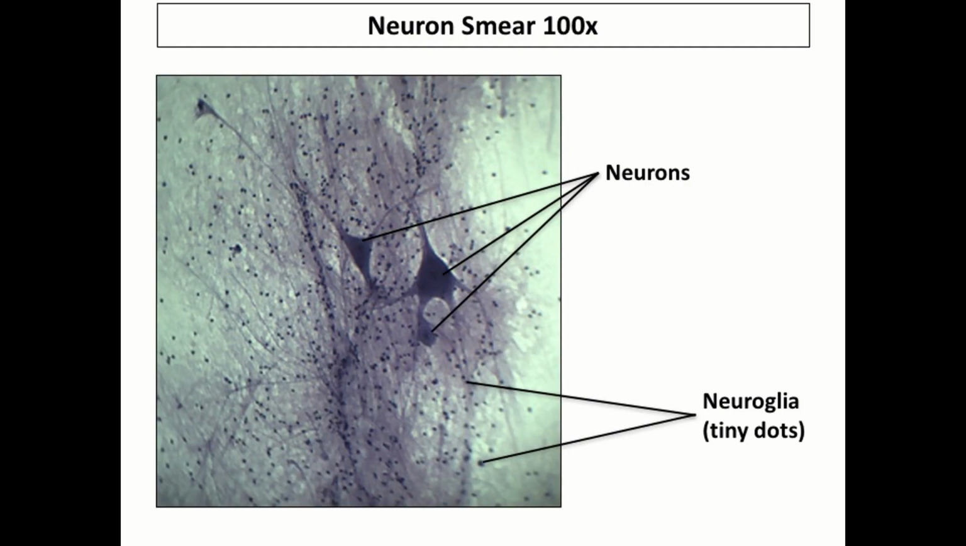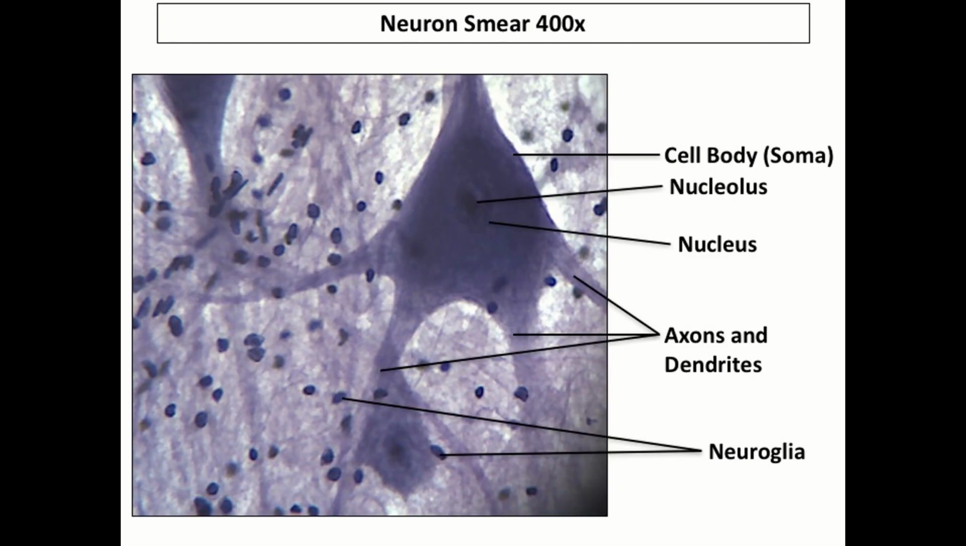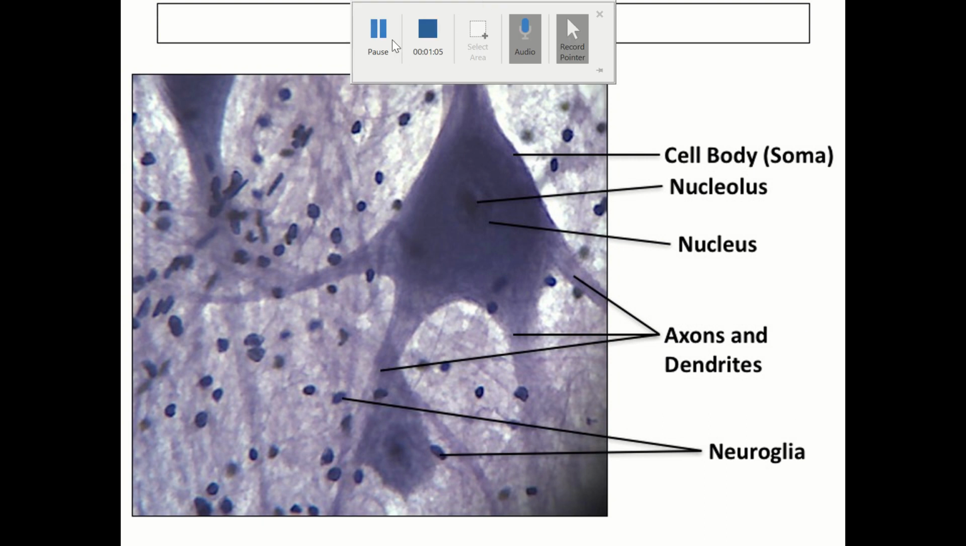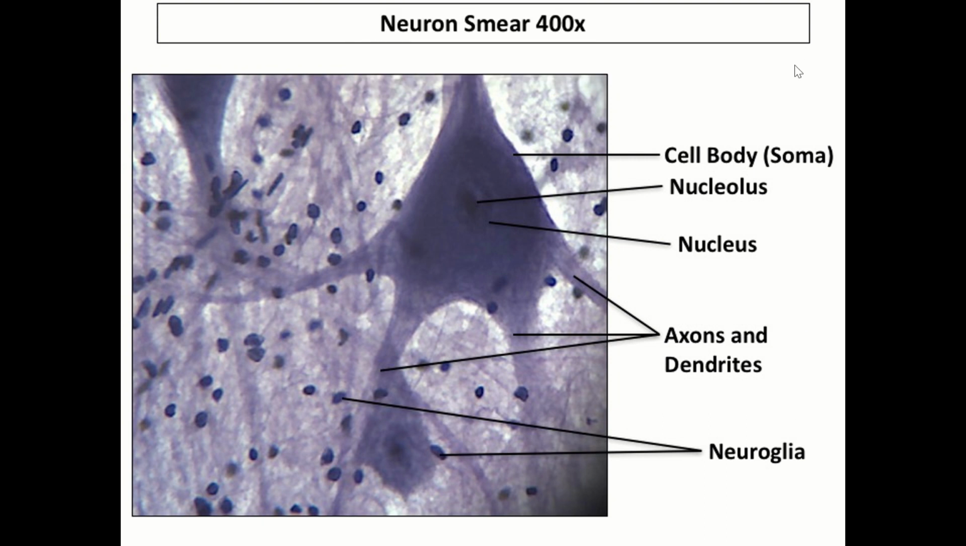The very first slide we see is a neuron smear, showing you the basic tissue of the nervous system. The largest cells that you see here are neurons, and they are accompanied by neuroglia, as viewed here as tiny dots in this slide. As you zoom in at 400x magnification, you can see a larger image here of the individual neuron.